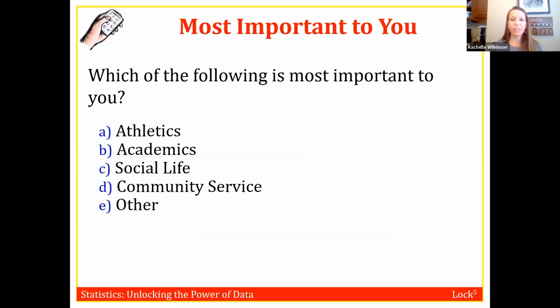All right, so here is a question, and I'm going to pull up a Zoom poll for you to answer. Thinking about yourself, which of the following is most important to you? I launched a Zoom poll, so you should be able to answer A, B, C, D, or E. Do you think athletics, academics, social life, community service, or other is the most important?